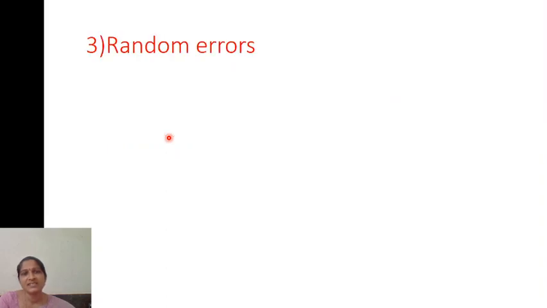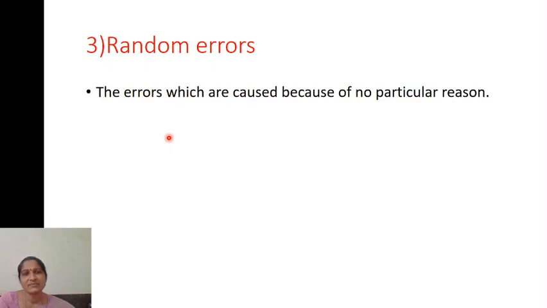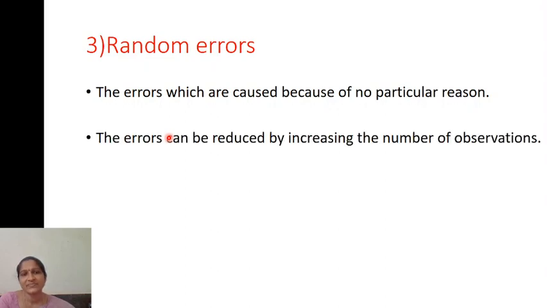And the last one is random errors. Random errors are caused because of no particular reason. You are not able to identify the reason for this type of error, so these are called random errors. These errors can be reduced by increasing the number of observations. If you take more readings instead of one reading, and apply some statistical methods, you will be able to reduce these random errors.